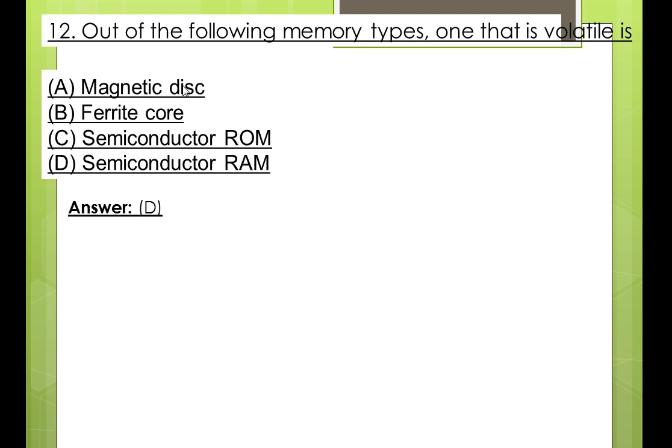Magnetic disk, ferrite core and semiconductor ROM, these three are permanent memories, non-volatile memories. And the semiconductor RAM is the volatile memory, so whenever the power is gone, the data which is stored in the RAM will be lost, volatile in nature.